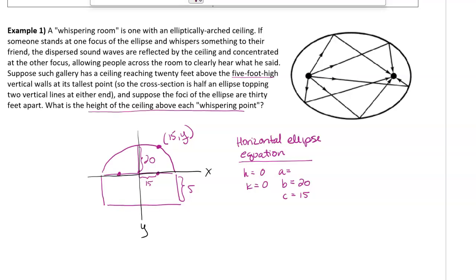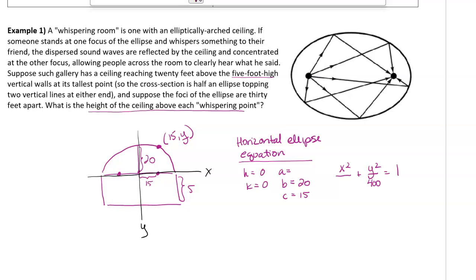We don't know that. We do know the B value is 20, and we do know the C value is 15. So if I want to start writing my equation, I can say x squared over something plus y squared over something equals 1. Now, since it's horizontal, our a squared is going to go under the x's, so I'm going to leave that blank for now, and our b squared we already know. So we've got most of the equation already.